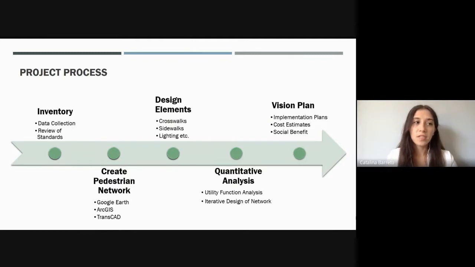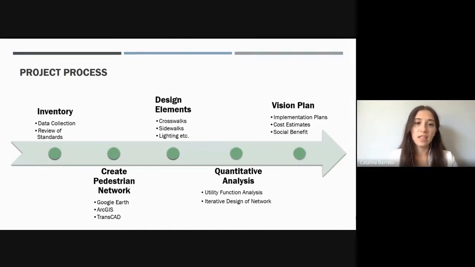We then documented all of those existing conditions electronically in a series of maps using Google Earth, ArcGIS, and then eventually that goes into TRANSCAD. We examined features such as the pedestrian crossing types, walkway conditions, accessibility features, snow and ice clearing, and pedestrian scale lighting to determine typical issues and where some of those things might be lacking.